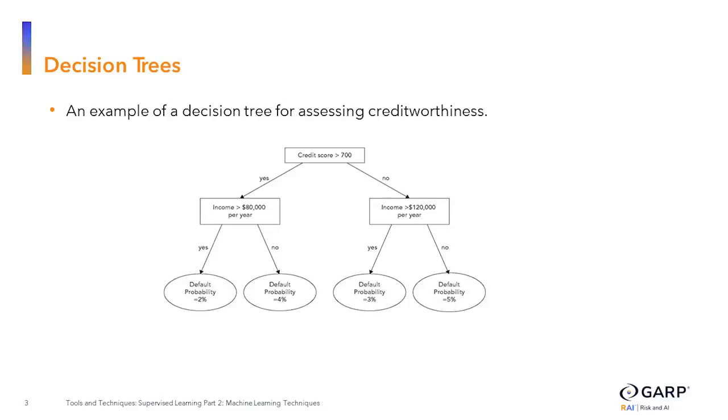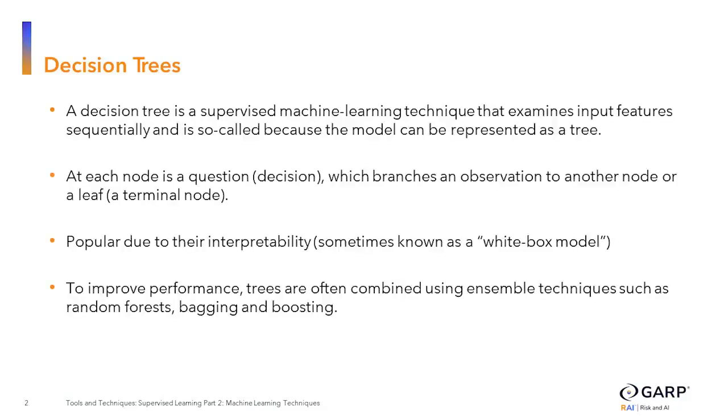The idea here is that by asking questions sequentially in order of their importance to our data set, we can end up with buckets of belongingness for each of our data points. So what bucket does a particular data point belong into? Does it belong into the bucket where there's a default probability of 2%? Or maybe the bucket where there's a default probability of 5%?